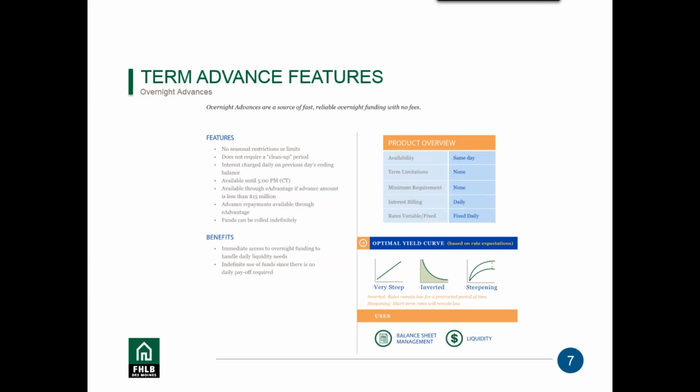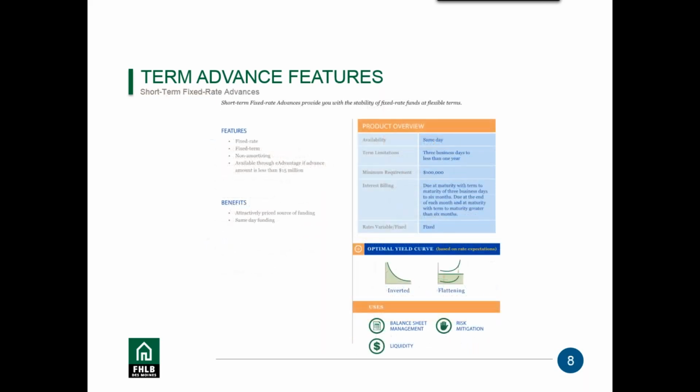Let's talk about overnight advances. Overnight advances, they're very easy to execute. They're available for funding until 5 p.m. Central Time and can be funded via e-advantage in amounts below $15 million. Above $15 million, feel free to pick up the phone. Unlike lines that may be offered by correspondents, there are no cleanup periods that are required. Further, we see many members that manage their cash balances to zero every day that are using the overnight Fed funds advance. Note that funds can be rolled into the next day with no daily payoff that's required.